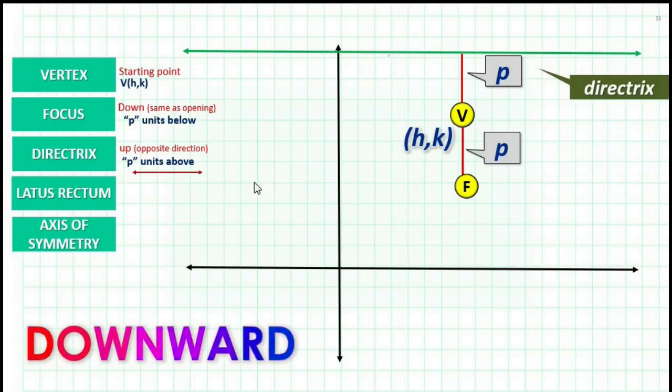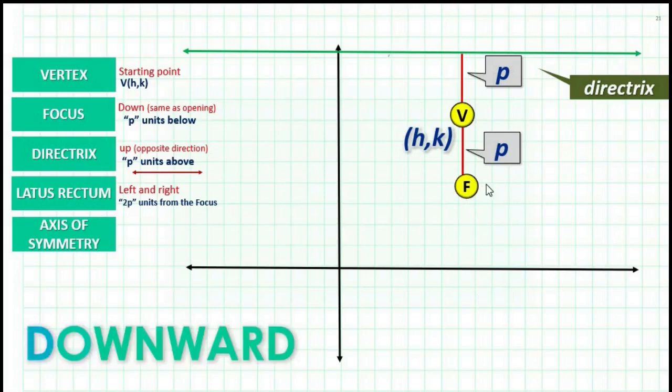The next part to be plotted are the endpoints of the latus rectum. So in plotting the endpoints of the latus rectum, it's the same with a parabola that opens upward. The movement from the focus will be to the left and to the right. And how many units? That will be 2p units. Again, let me emphasize that when you plot the endpoints of the latus rectum, you always start from the focus because latus rectum is defined as a line segment passing through the focus.